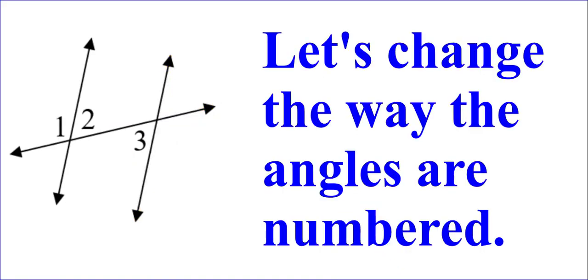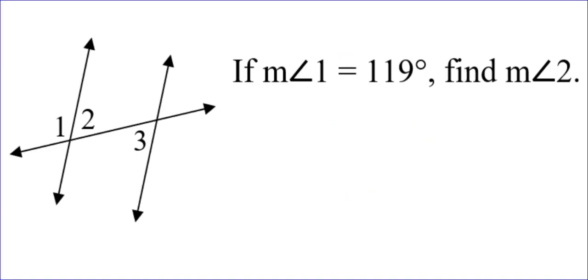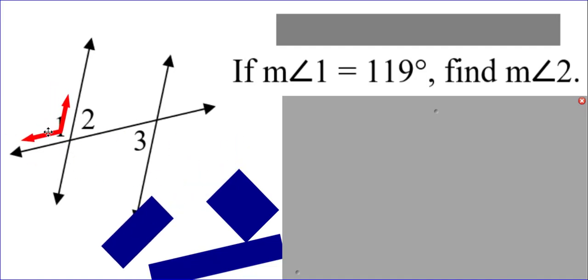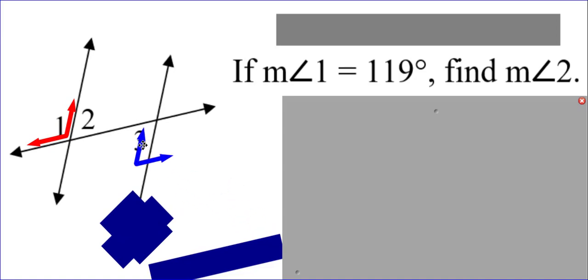All right, let's change the way the angles are numbered. Now, if the measure of angle 1 is 119 degrees, find the measure of angle 2, which is now at a different place than it used to be the other way I had this drawn. How do I do this? Well, the measure of angle 1 is clearly an obtuse angle, 119 degrees. The measure of angle 2 does not appear to be obtuse.